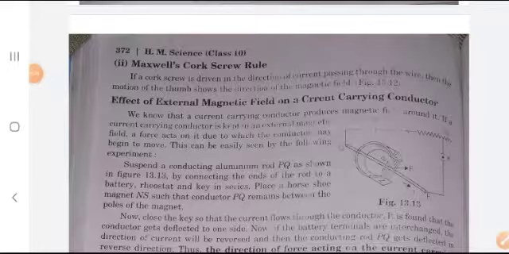Today, I will explain the magnetic effect of electric current, and this is the second video of this chapter.